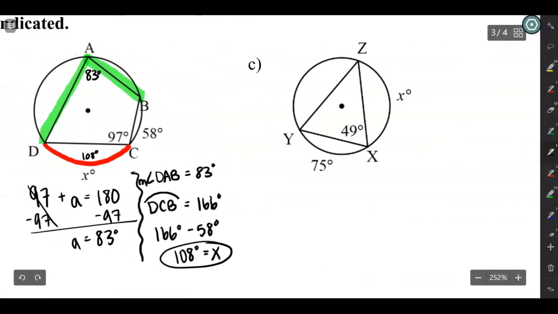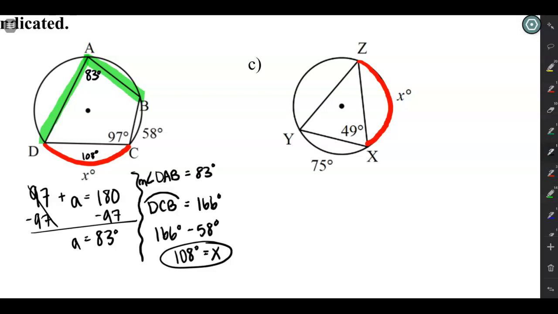Okay, let's take a look at another example down here. So we are trying to figure out what this arc measure is over here on the right. And we're going to look for it in degrees. And we've got some information about an inscribed triangle. So let's first see what we can figure out about this triangle.